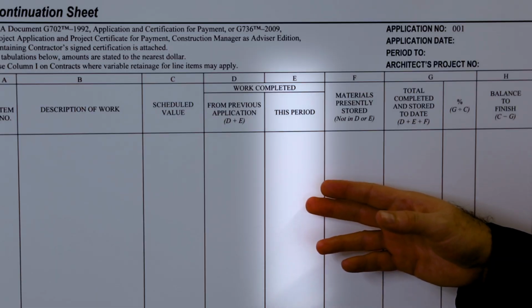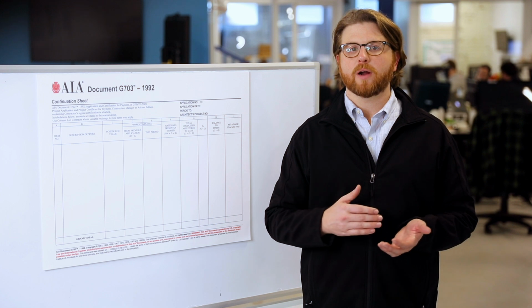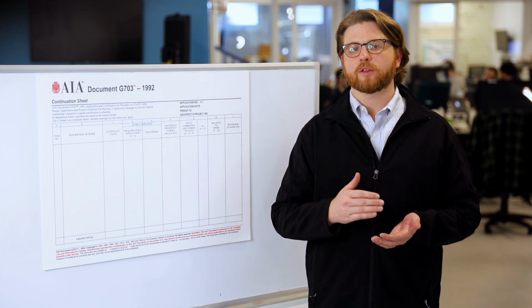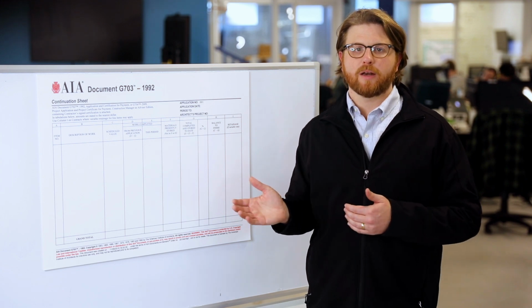Then column E is the work completed during this period. This is a pretty easy one. This section simply requires the value of the work that you finished during the current pay period. How much work did you do? What was the value? You put that number here.